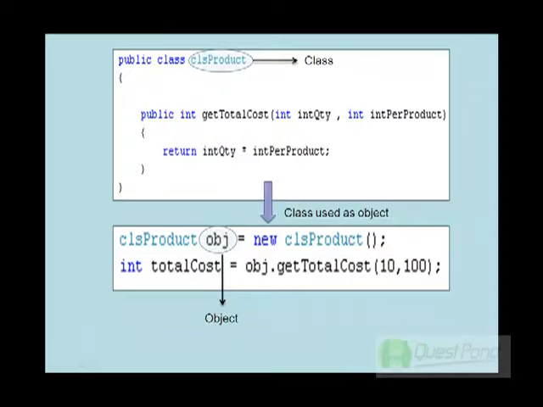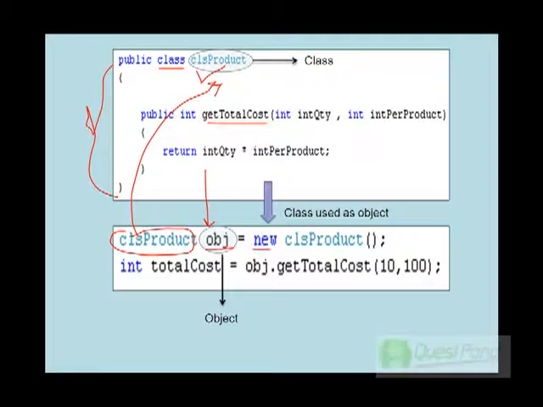To define a class in C#, we use the class keyword. You can see that we have defined a class called clsProduct here, and there's a function in this class called getTotalCost. Now this is our template. In order to use this template in your application or in your UI, you need to create an object. You can see that I have written clsProduct, which is nothing but the class, then the name of the object, and then new and the class. By using the new keyword, you can create objects in your C# application.